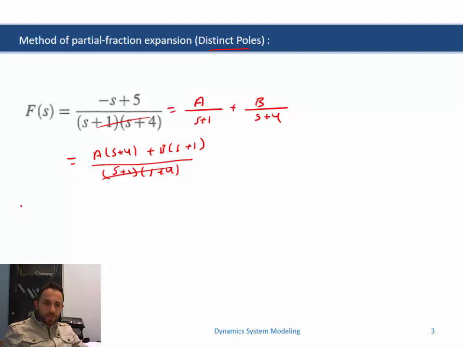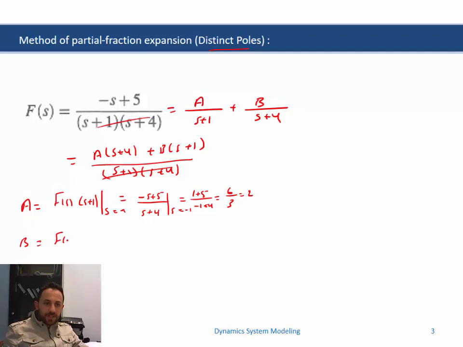To me it's easier to use it directly, so I say A equal to F of s multiplied by s plus 1 at s equals -1. So if we multiply F of s by s plus 1, we end up with minus s plus 5 over s plus 4, solved at s equals -1, which is equal to 1 plus 5 over 3, which is 2.